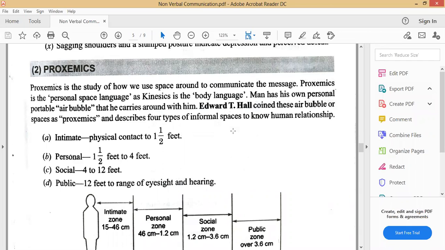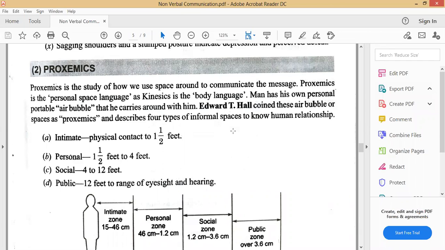ठीक है, यहाँ ये spaces मतलब air bubble is a sort of a space जो हम अपने आसपास, we never ऐसे नहीं होता कि हम सारा टाइम किसी के साथ चिपक के चल रहे हैं, right? We are an individual person, we have our individual personalities, and we have a sort of air bubble that we have formulated around us, and that is the space or the distance that we maintain with people when we are around them. सो ये जो एयर बबल है, यहाँ स्पेसेस हैं, इनको एडवर्ड टी हॉल ने क्या टर्म दी है, प्रॉक्सिमिक्स की, right? And it describes 4 types of informal spaces to know human relationship.